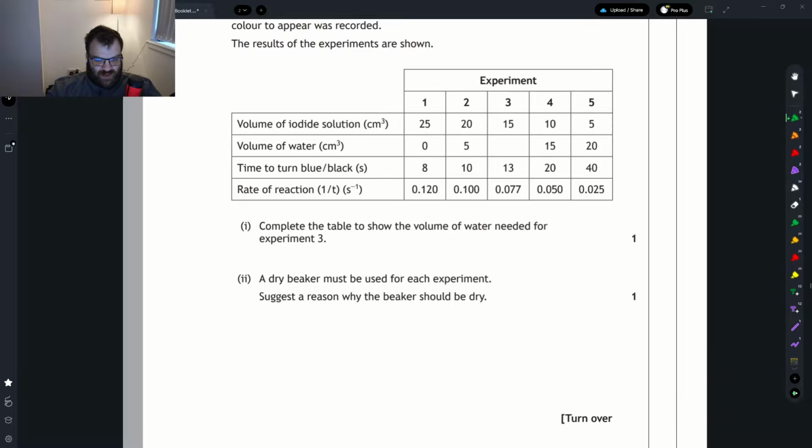What's the purpose of the water? The water is used to dilute the iodide solution. We want to be looking at all of these have 25 centimeters cubed of liquid solution in total. That means we want to keep that going. So if the volume of iodide solution is dropping by 5, water is going up. That'll give you 10 to keep the same one.